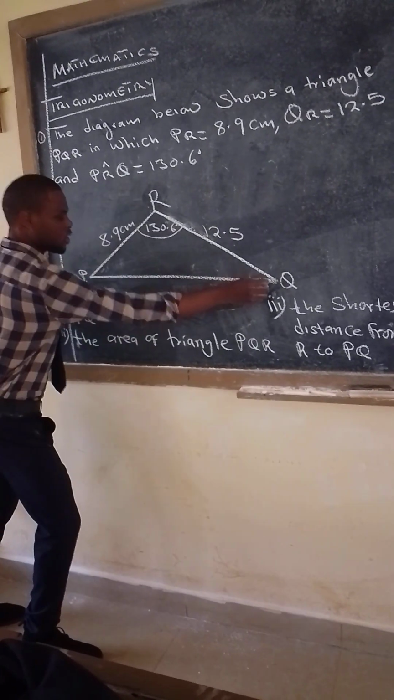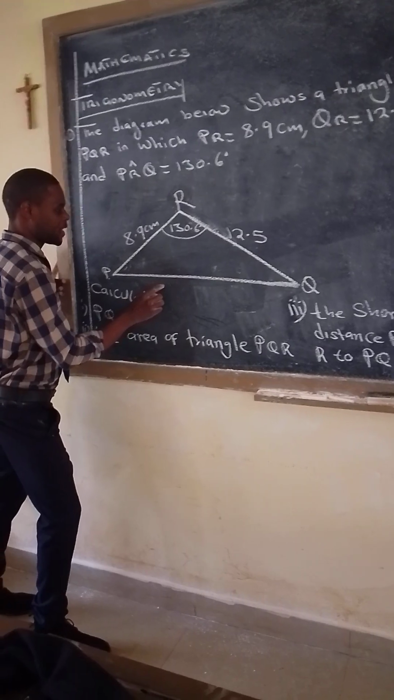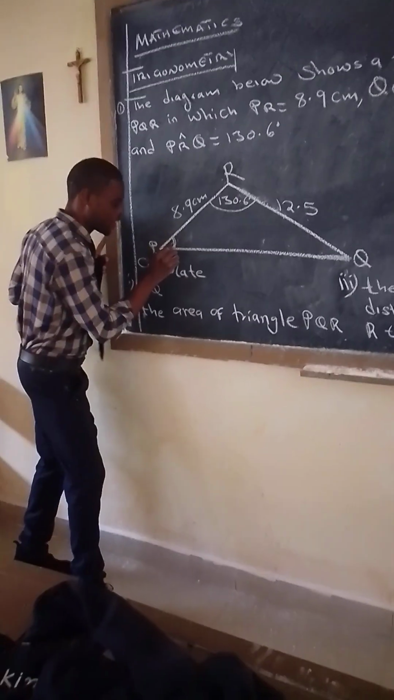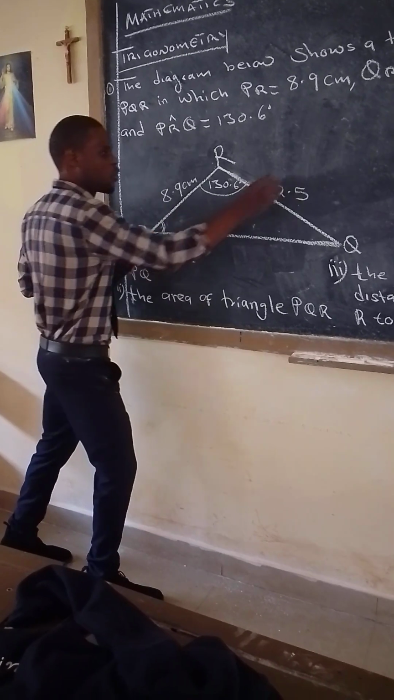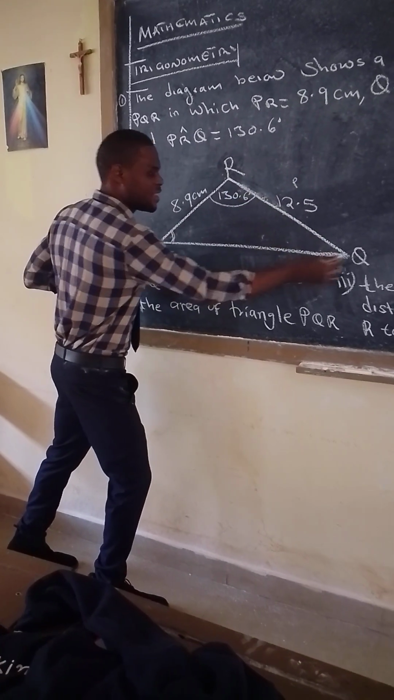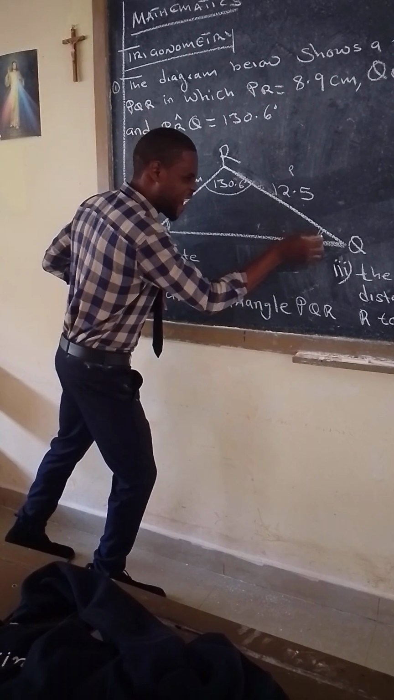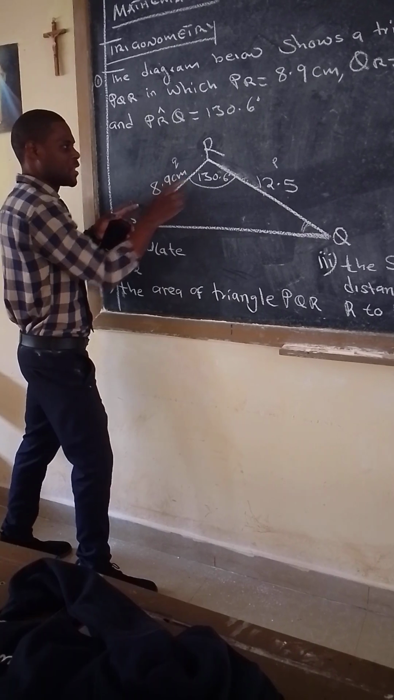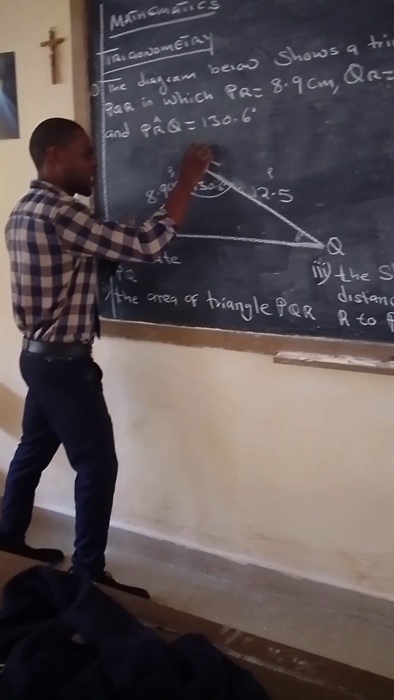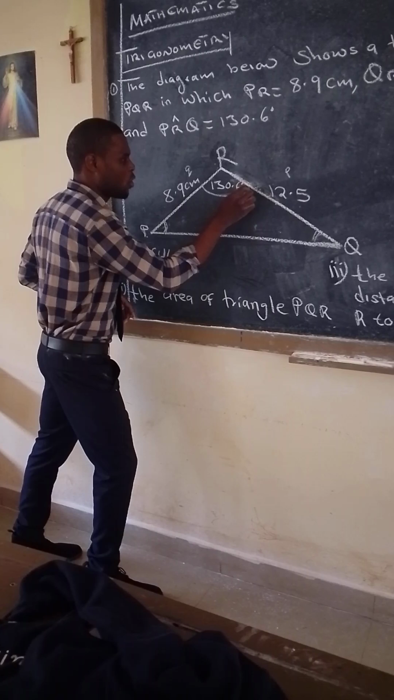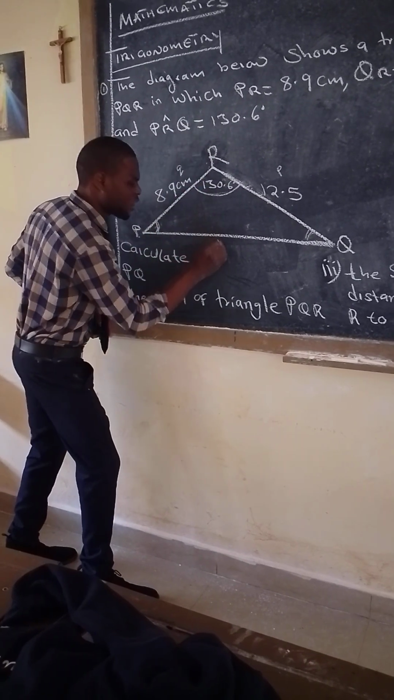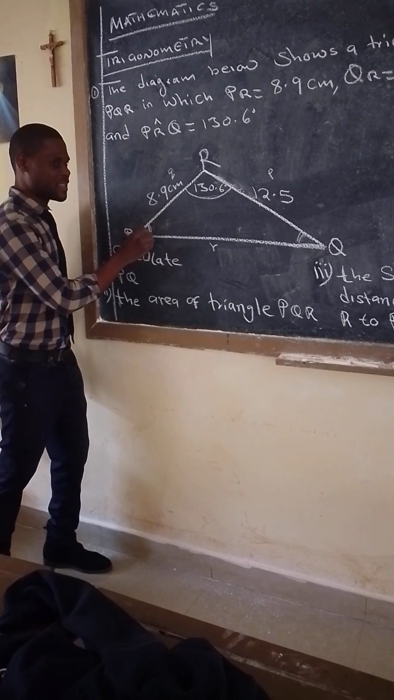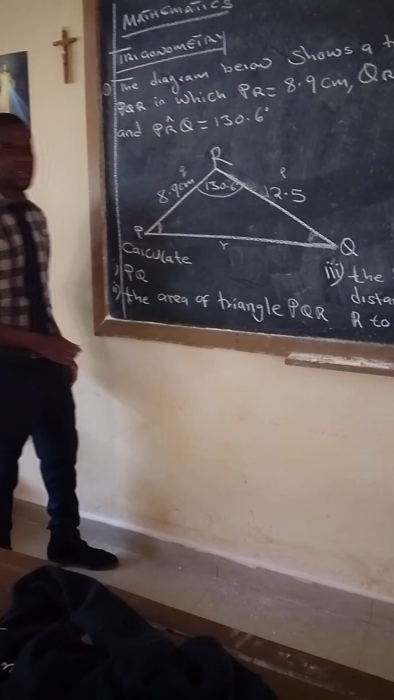For you to calculate the length of PQ, the capital letter P represents the angle inside here, and the opposite side of P is the small letter p, the side. The capital letter Q stands for the angle inside here, and the opposite small letter q represents the side. The capital letter R represents this angle, and the opposite side is the small letter r. So capital letters represent the angles, and small letters represent the sides.